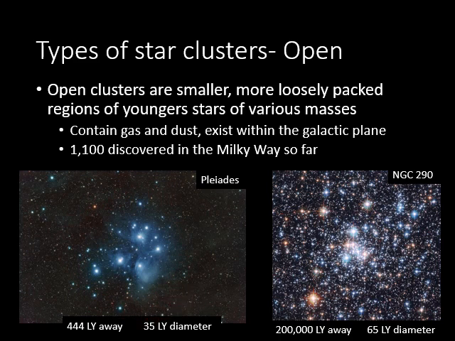On the right-hand side, NGC 290. This is an open cluster that's actually part of the Magellanic Clouds. These are satellite galaxies orbiting the Milky Way. And this one sits about 200,000 light years away from the solar system. 65 light years in diameter. And it looks like there's a ton of stars here. It looks very similar to a globular cluster.